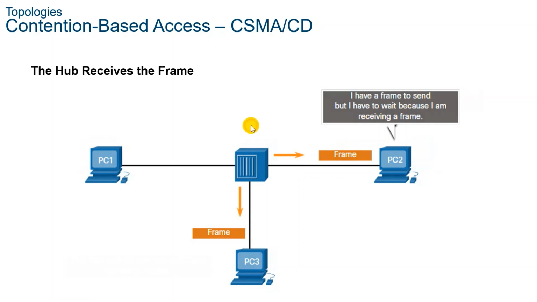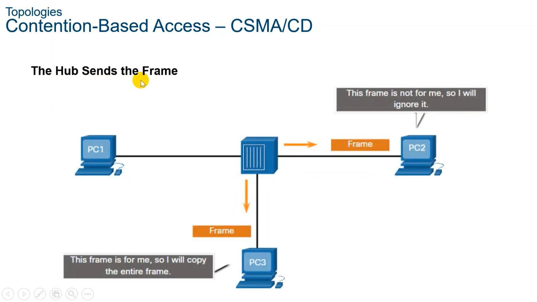And then the last phase is the hub sends the frame. So all devices attached to the hub will receive the frame as shown in the diagram. However, because the frame has a destination data link address for PC3, only that device will accept and copy the entire frame. All other devices' NICs, or network interface cards, will just ignore the frame, as in the case of PC2. According to PC2 here, this frame is not for me, so I will just ignore it. That is because of the destination MAC address.